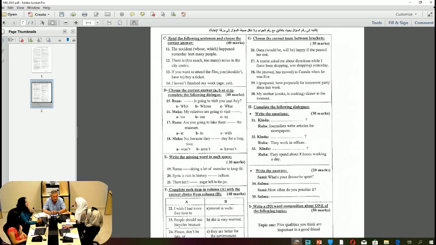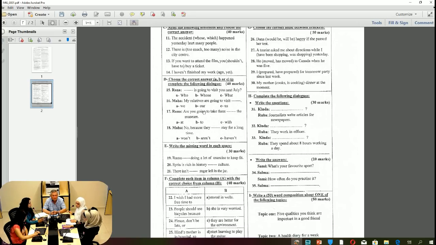Miss Sana, exercise D. It is multiple choice, three choices. It's something to do with functional words: prepositions, pronouns, question words, relative pronouns. We have 4 questions in letter D.